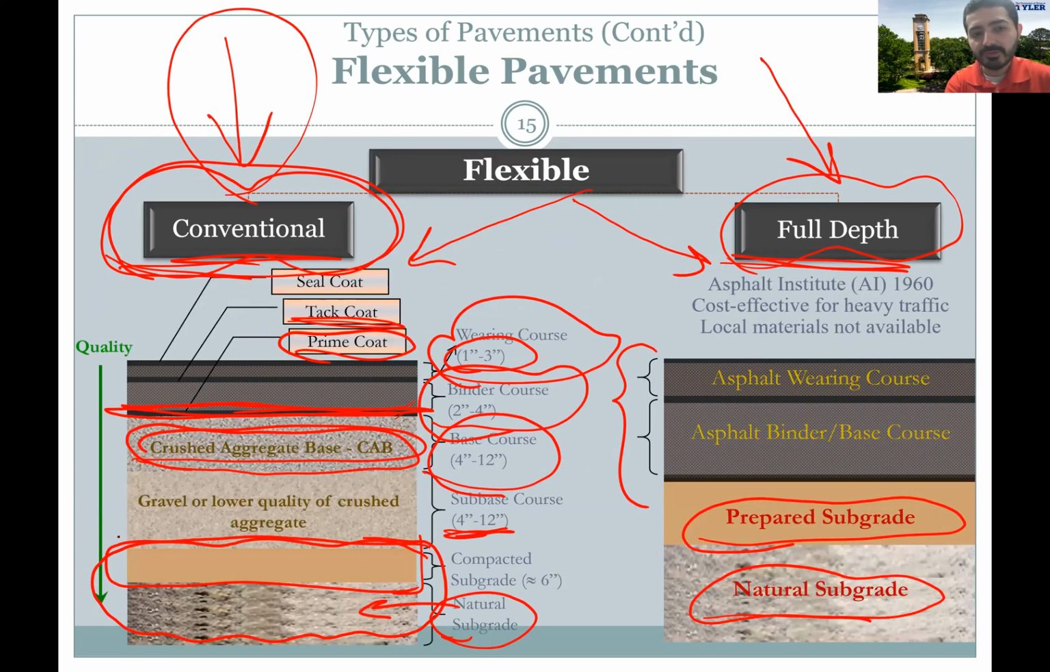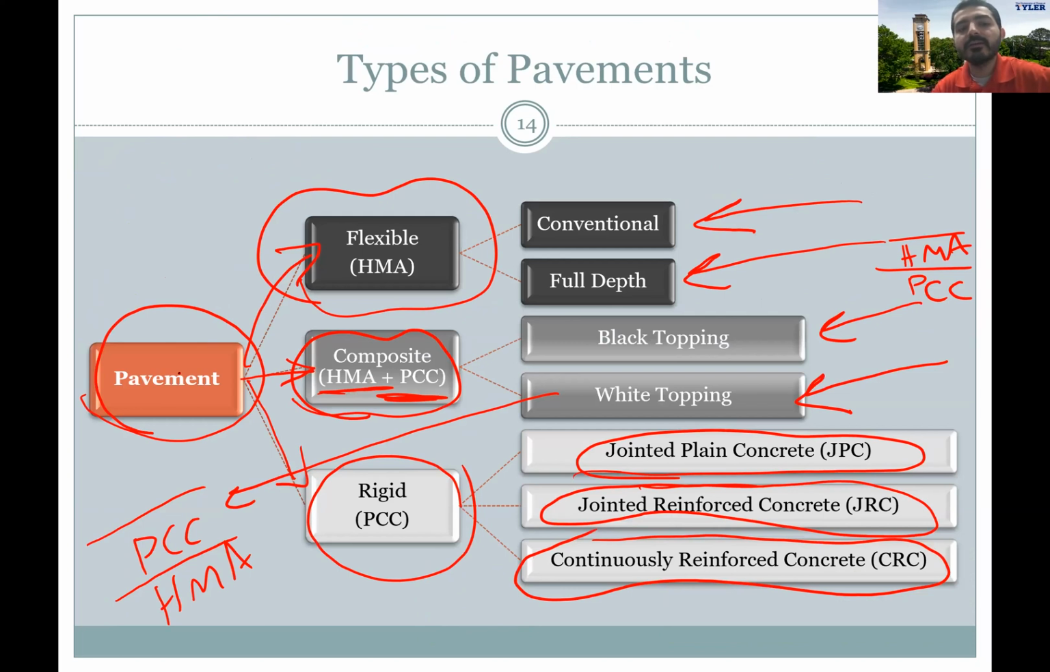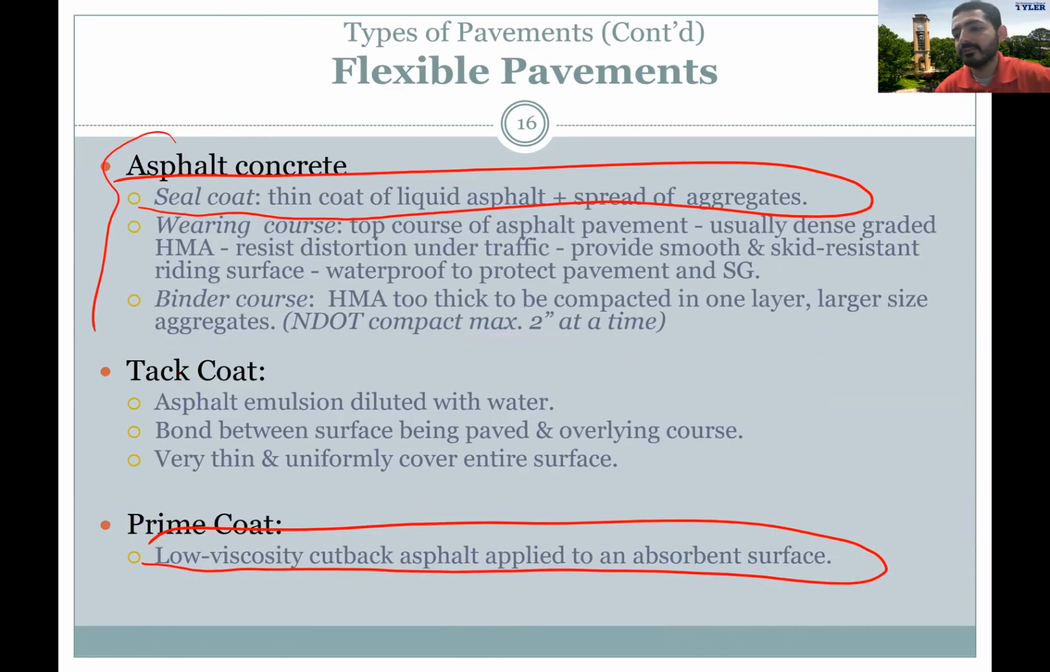While the tack coat is used between the hot mix asphalt layers. The tack coat has different properties. It's an asphalt emulsion diluted with water. It's used to bond between the surface being paved and an overlaying course. So we use it to link or to make those sub layers, or the lifts, we like to call them hot mix asphalt lifts, act as one layer.